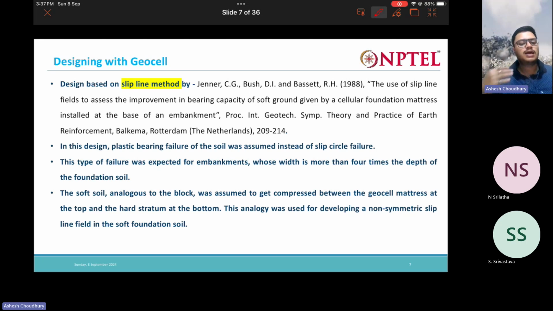Okay, so we won't go much into the depth of it, but we'll see what is being done. It is written that in this design the plastic bearing failure of the soil was assumed instead of slip circle failure. So as I said, in the plastic failure the soil is considered in the plastic state, instead of the slip circle failure. The slip circle failure is what? The slip circle failure is a limit equilibrium concept.